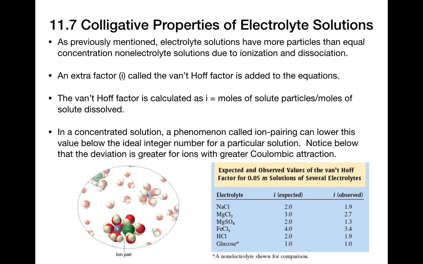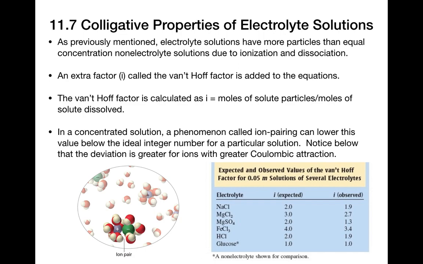Okay, 11.7, just to review, as we mentioned earlier, electrolyte solutions are solutions that have solutes that split into separate particles. For example, HCl is an electrolyte because HCl breaks into H+ and Cl-. NaCl breaks into Na+ and Cl-. Calcium chloride breaks into calcium 2+ and 2 chlorides. We call those processes ionization or dissociation, depending on whether you start with a molecule or an ionic compound.